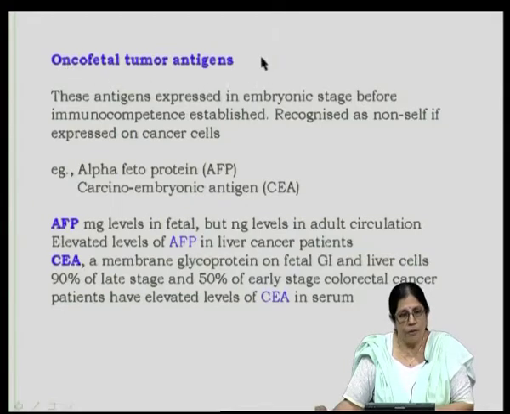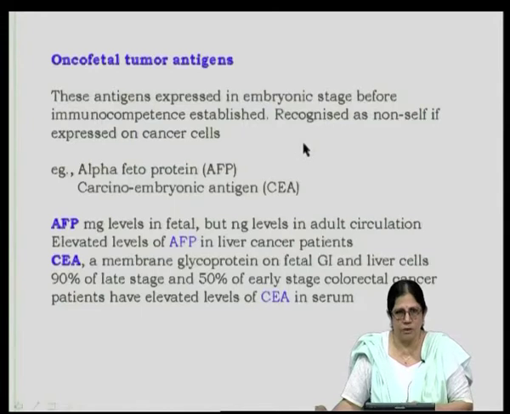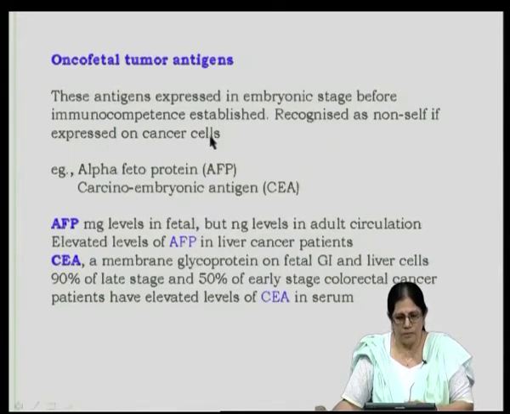Another set of tumor associated antigens are the oncofetal antigens: AFP, or alpha fetoprotein, and carcinoembryonic antigen. They are called oncofetal because these antigens are expressed in the embryonic stage, before immunocompetence has been established. Therefore, in the uterine condition, when the embryo is expressing them, they are not a problem, but they would be recognized as non-self if they are expressed in adulthood. So, there are some cancers where this happens. Let us talk about alpha fetoprotein, which is present in milligram levels in the fetus.